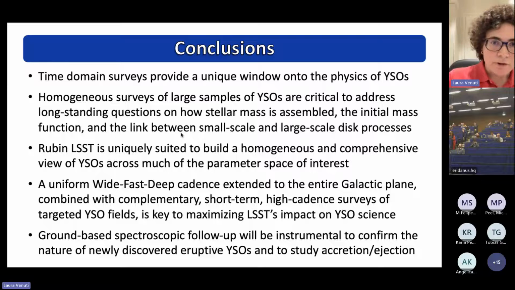And of course, once we've used the LSST as a discovery machine for young stellar populations, ground-based spectroscopic follow-up will be essential to, for instance, confirm the nature of newly discovered eruptive young stellar objects, and also to study the connection between mass accretion and mass ejection processes by considering diagnostics that would not be available to us from LSST alone. Thank you for your attention.